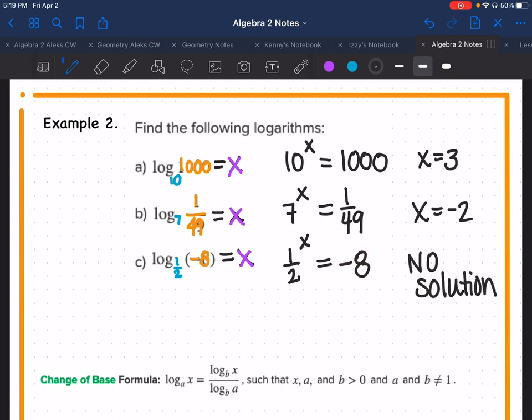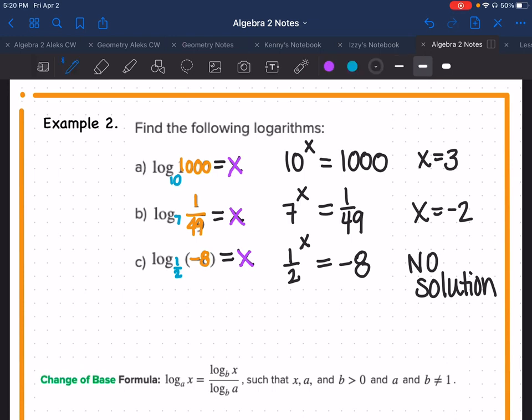All right. I have one last example, but before we do that, we do need to talk about the change of base formula. In my change of base formula, I can take a log in this form, and if I do log base b of x over log base b of a, I can change them into being logs that I can put in my calculator or that I can use in another way, such that x, a, and b have to be greater than 0, and a and b, of course, cannot equal 1.